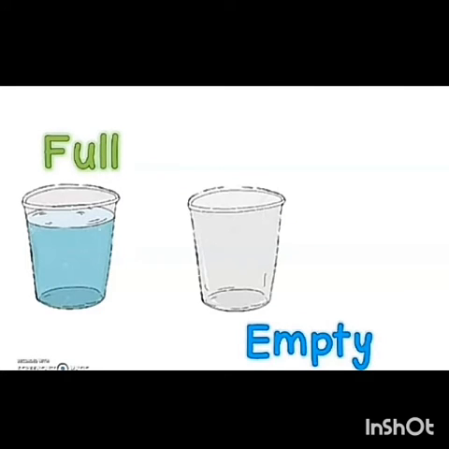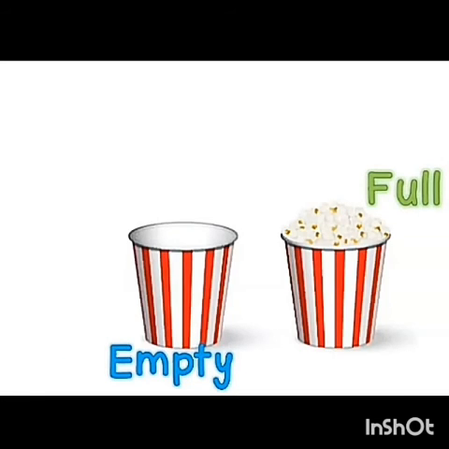Children, can you see there are two glasses here, right? See, in the left glass the quantity of water is more, but in the right glass there is no water. So the left glass is full of water and the right glass is empty. See children, can you see? There is popcorn. Yes, but see the left container. There is nothing, right? But in the right container there is more quantity of popcorn. So the left container is empty and the right container is full.